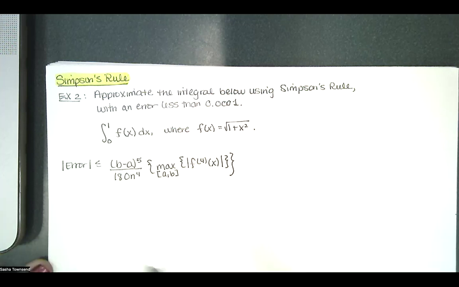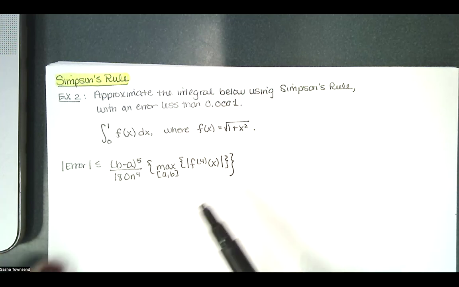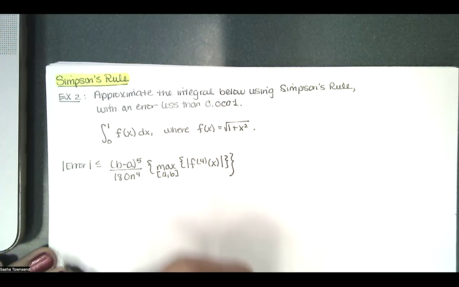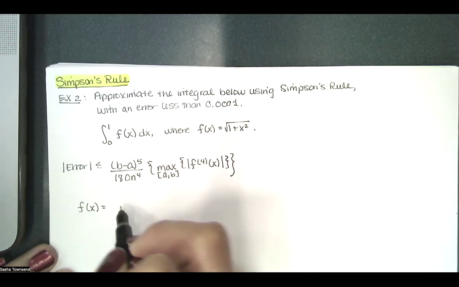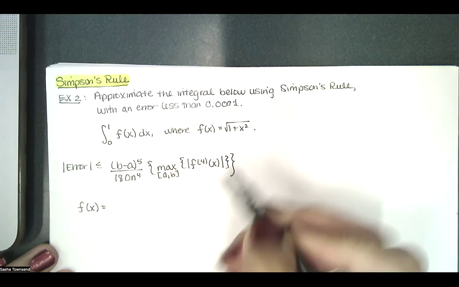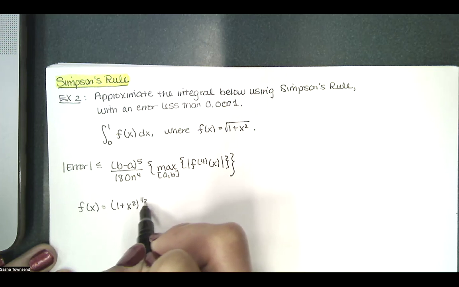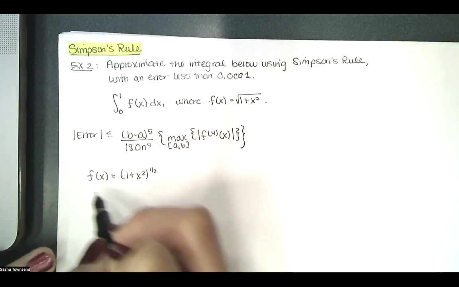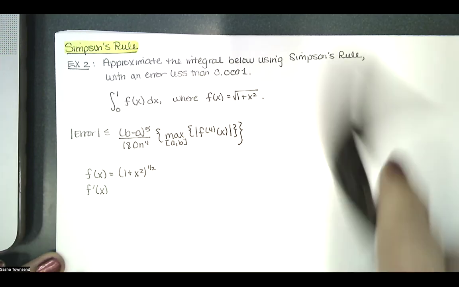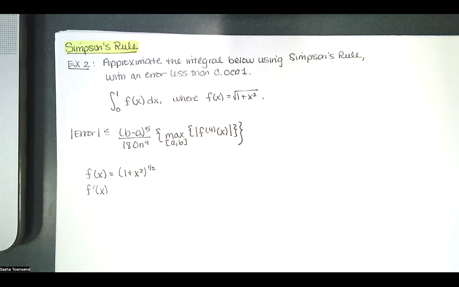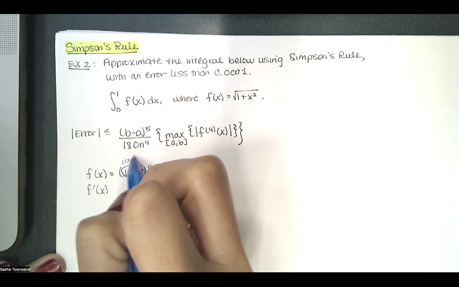So let's do that. In order to do that, we need to compute the fourth derivative of this function, and then maybe we can graph it and also look at its absolute value. The original function is 1 plus x squared to the 1/2 power, because we can always write that square root as a 1/2 power. And if we write it like that, it's easier to see that we'll have to use the chain rule. We've got an inside function and an outside function. My inside function is 1 plus x squared.